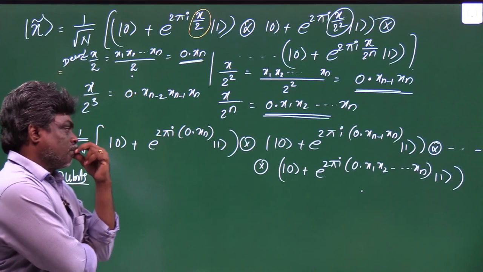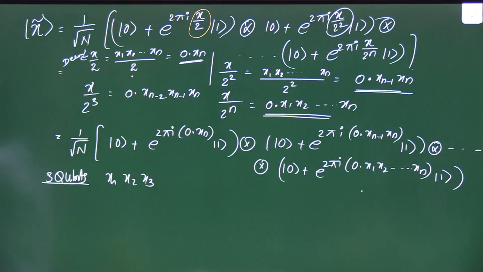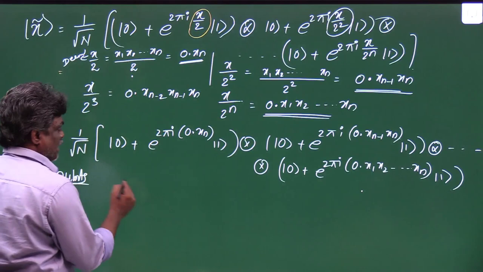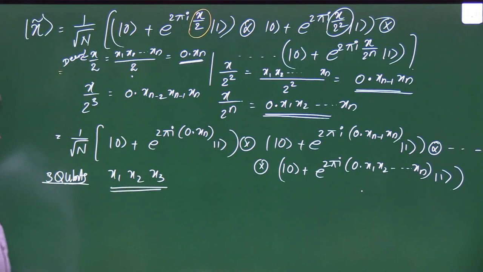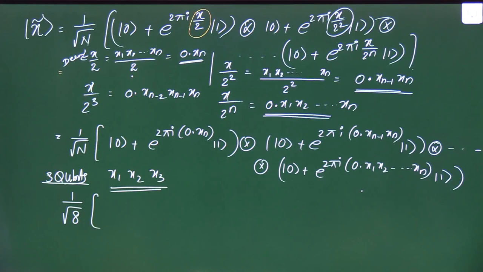Actually, you have taken 3 qubits, right? Why don't you take x1, x2, x3 and do it? I think it's a bit confusing with the n minus 1. x1, x2, x3 you can take. Okay. So please write. So it is 1 by root n, and 1 by root n is 1 by root 8, plus e to the power of 2 pi i.